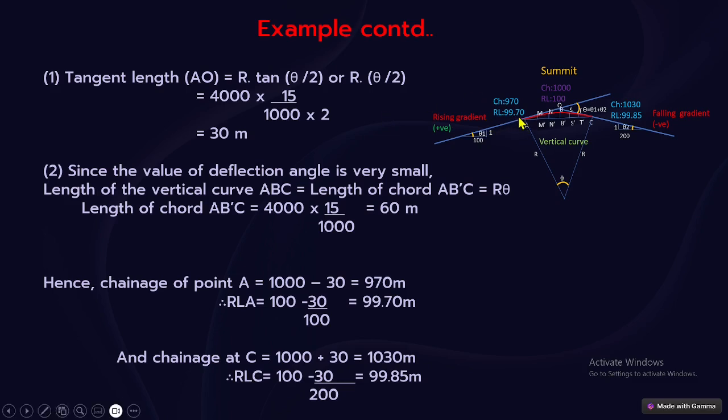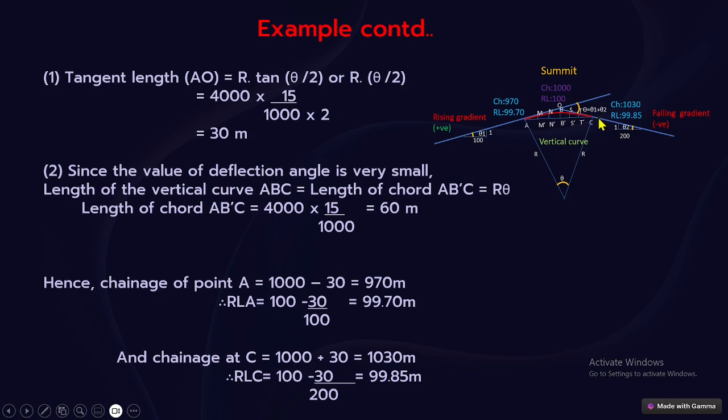Similarly, we have to find out the RL of this point also. Here the RL is 100 meter, and this side is falling at 1 in 100. That means for 100 meter, 1 meter fall. For 30 meter, how much fall? It will be 30 by 100, so 0.3. So 100 minus 30 by 100 will be equal to 99.7 meter. So here the RL is equal to 99.7 meter.